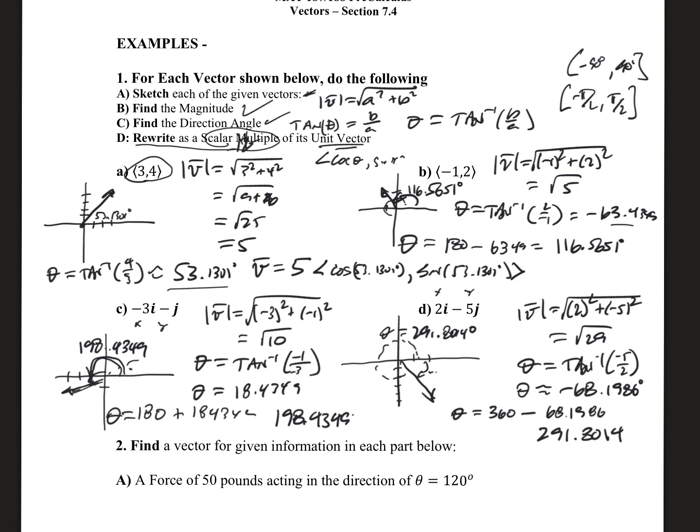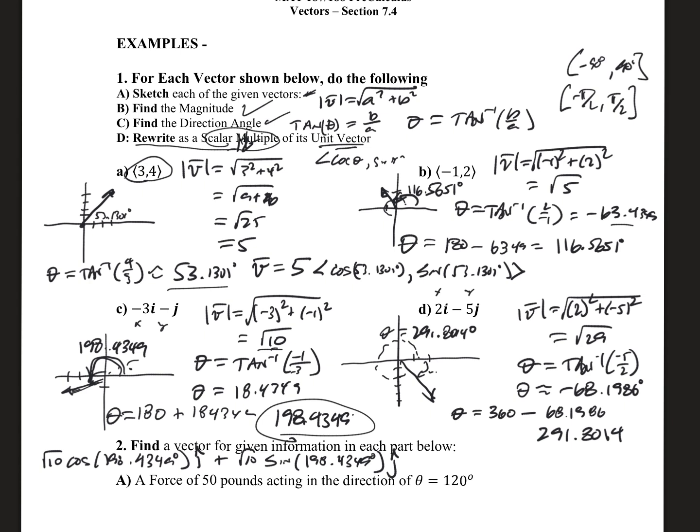The rest, just to kind of cut the video a little short, are all the same, but let me go ahead and do an ijk one. So for this one down here, my magnitude we found to be the square root of 10. So it would be the square root of 10 times the cosine of 198.4349 degrees, that's in the i direction, plus the square root of 10 times the sine of 198.4349 degrees, and that's all acting in the j direction.